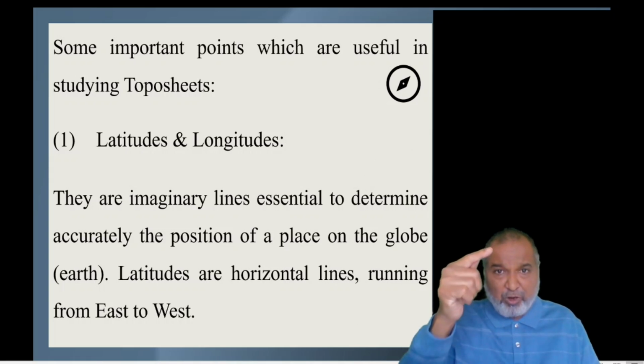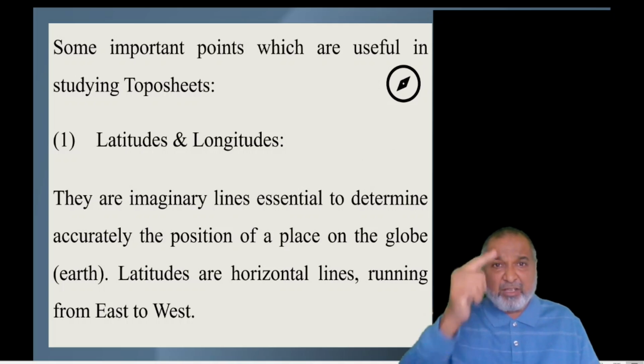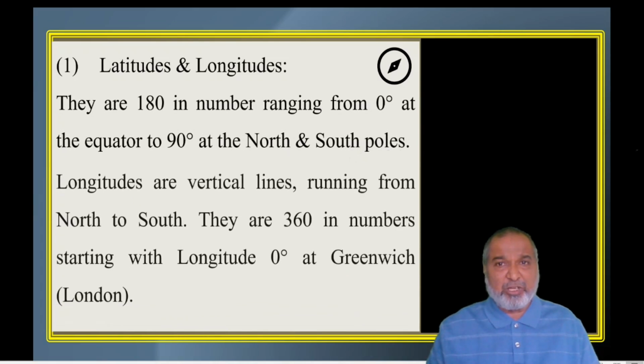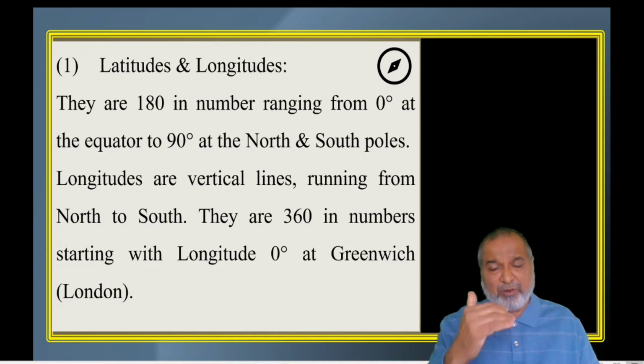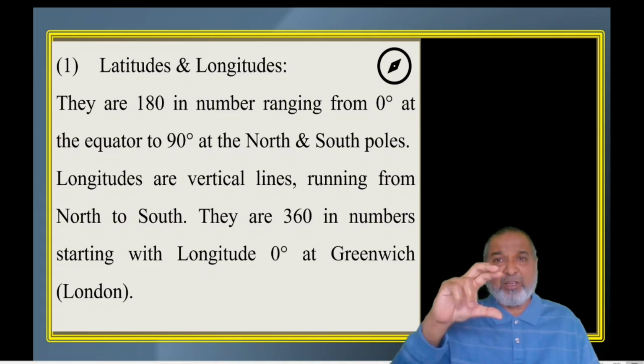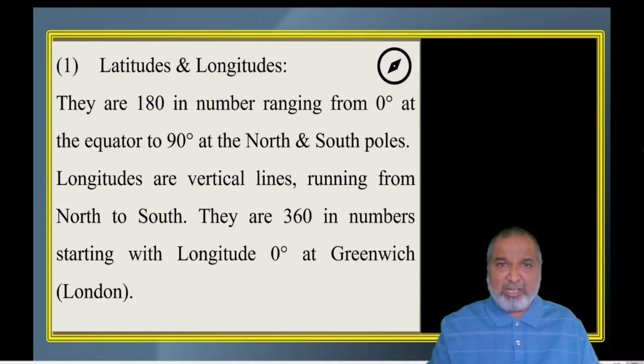And from the north pole to the south pole, we have drawn the vertical lines, and these are called longitudes. Latitudes and longitudes. So here you can make out 180 degrees, that is from the equator towards the north pole 90 degrees, and towards the south pole 90 degrees. So these are the horizontal lines. This is about the latitudes. And longitudes, from north pole to the south pole, that is 360, exactly double of the latitudes.